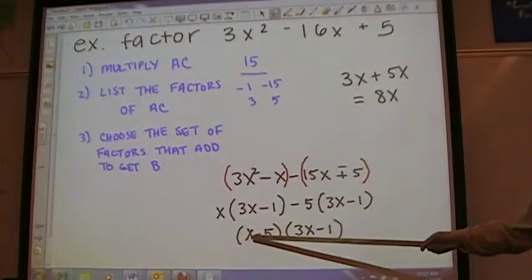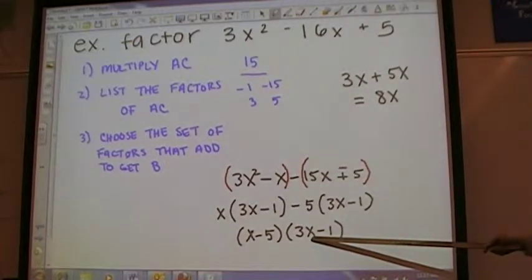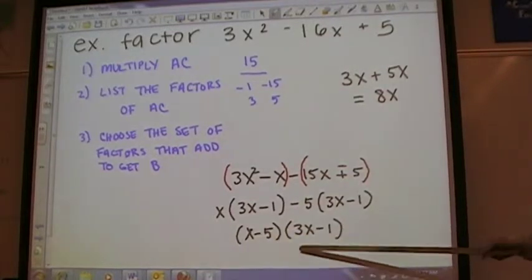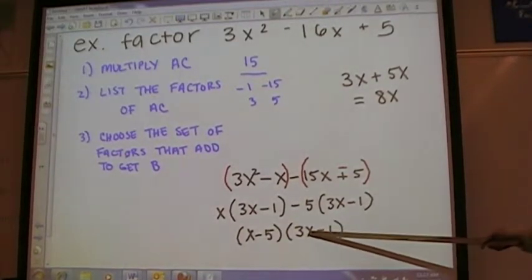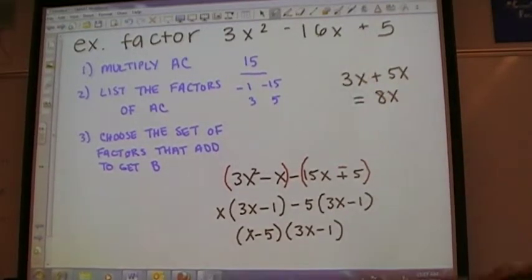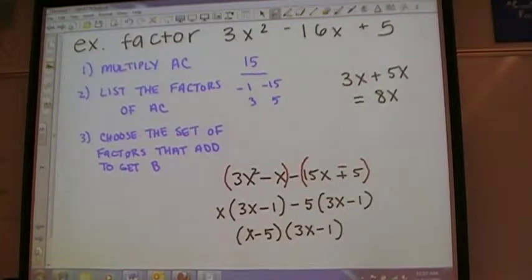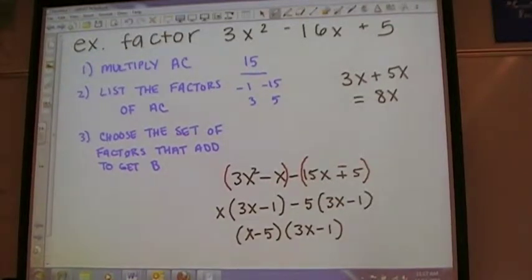If you want to check your work, you can. What's x times 3x? 3x squared minus x minus 15x, which is your minus 16x, plus 5 is your answer. Let's try another one of those. Wait, so the answer is? The answer is right there at the bottom. That's your factored answer. Okay?